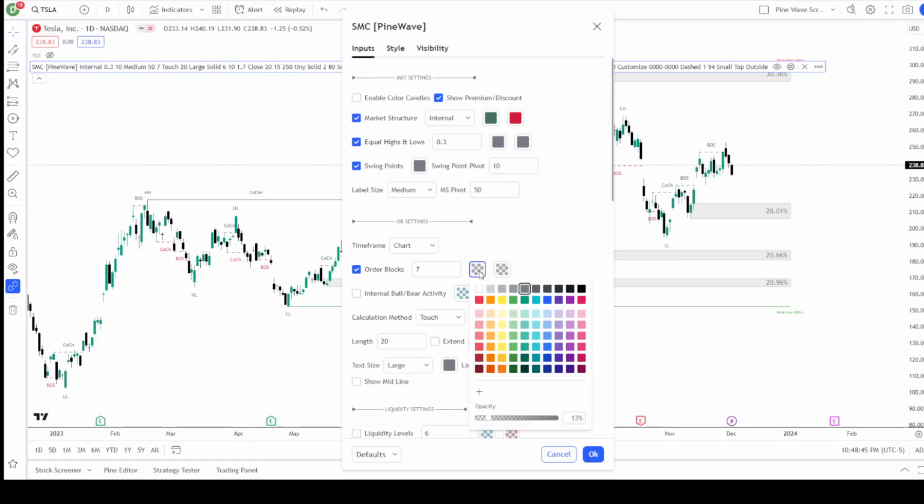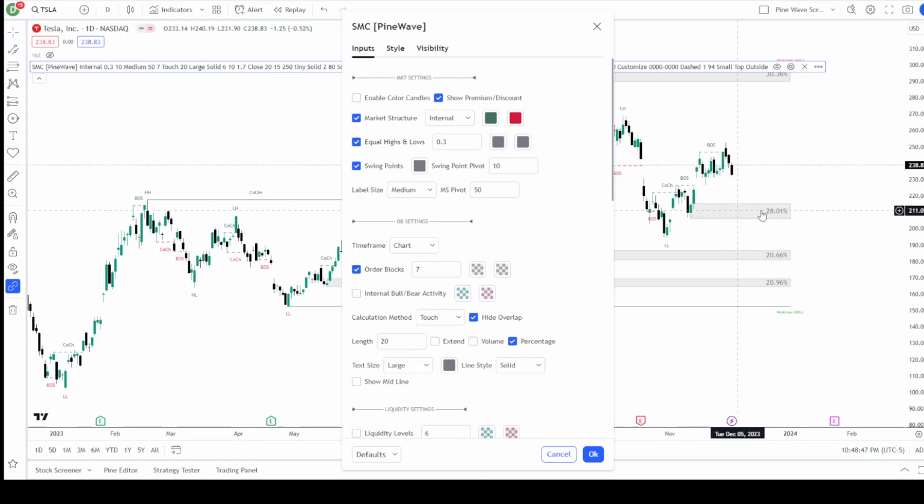Okay, you can also adjust the color. Right now it's set to gray. We're going to switch on the internal bull bear activity, and we'll see what that does.